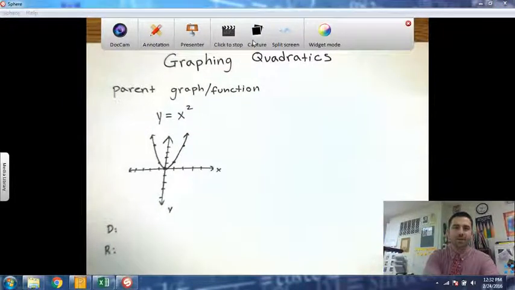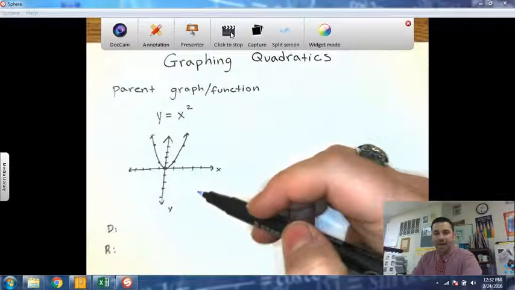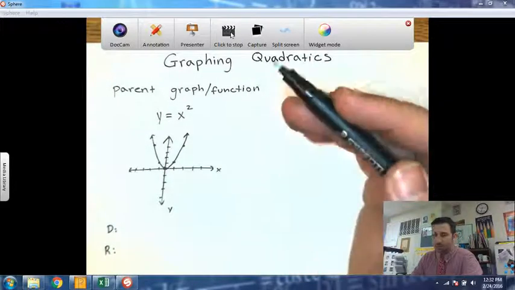In this video, we're going to talk about graphing quadratics. So our first thing is to understand the parent graph of a quadratic, x squared. And so what we know about the parent function is the pattern here, and we could look at this if we had a table.